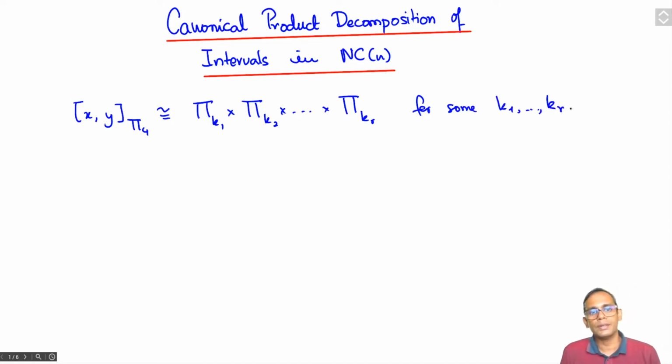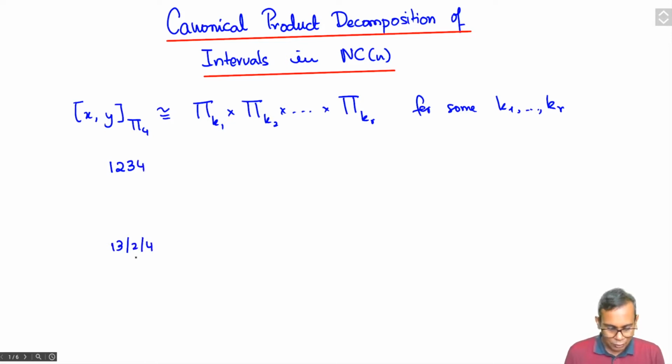Now I want to establish a similar result for intervals in the lattice of non-crossing partitions. But firstly, let me explain to you why this may not be as simple as in the case of just partitions. So consider, for example, the interval that lies between 1, 2, 3, 4 and 1 3, 2 4.